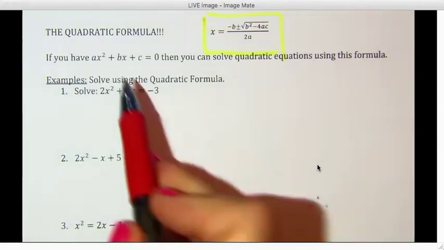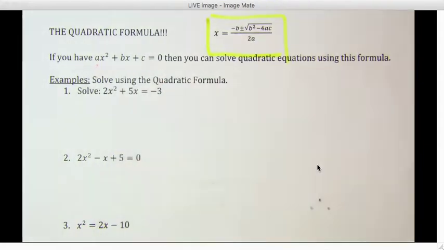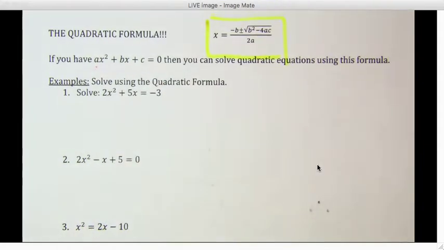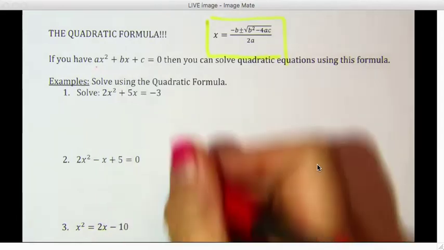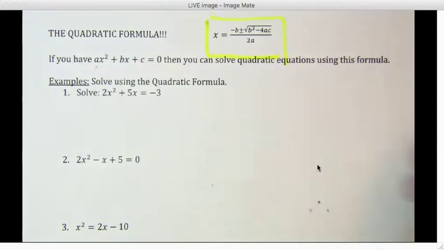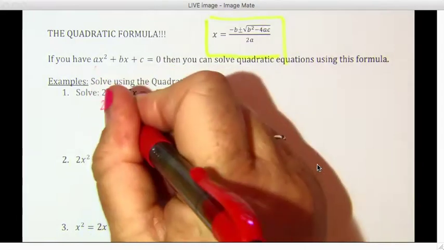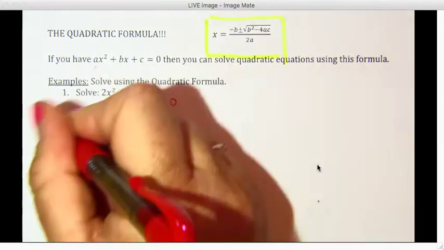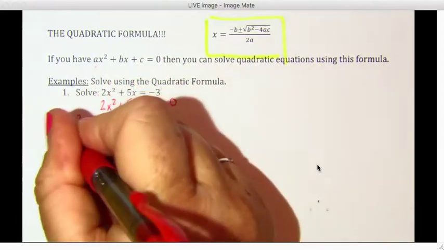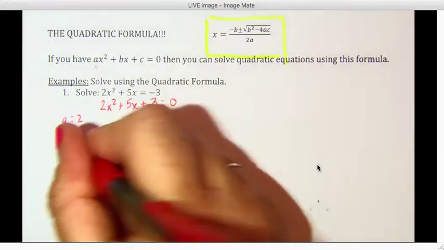And if we are given a quadratic equation of this form here, I can use this to find my roots or my zeros or my solutions. So looking at this first example, it is not set equal to 0. So the first thing I need to do is get that 3 onto the other side. I can add 3 to both sides, and I have 2x squared plus 5x plus 3 equals 0. My a value is 2, my b value is 5, and my c value is 3.